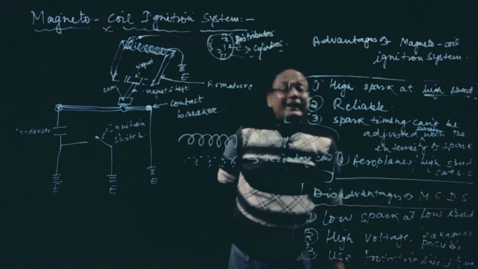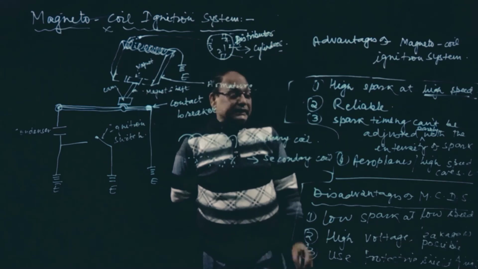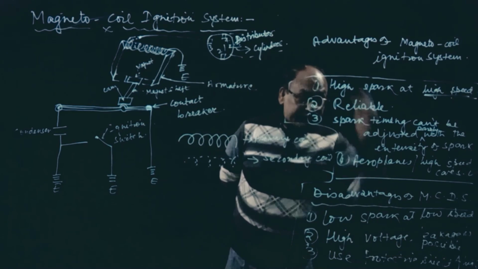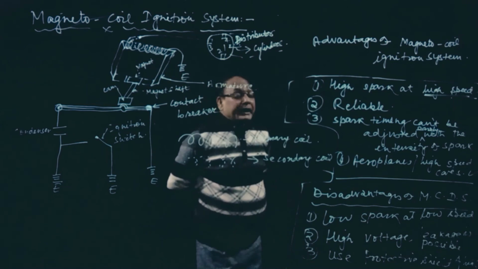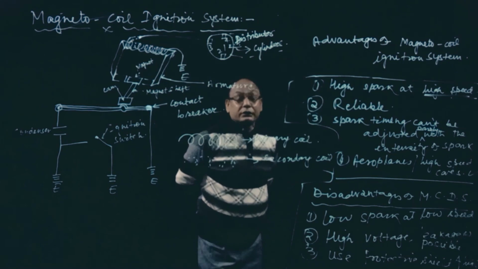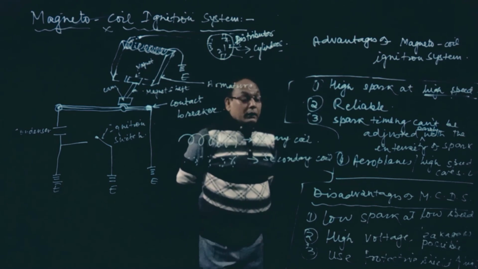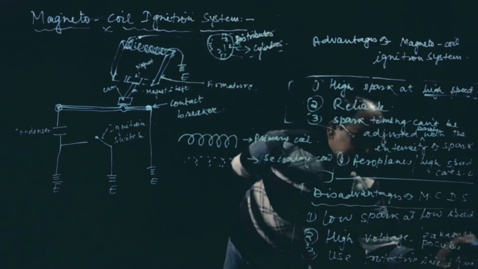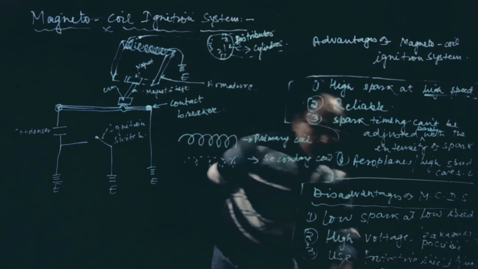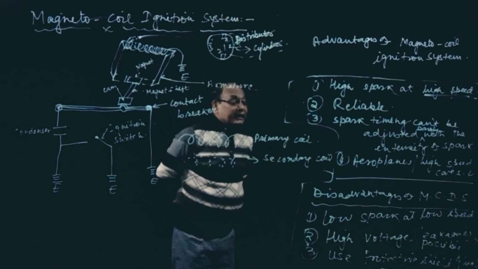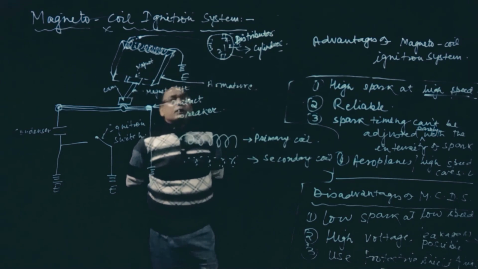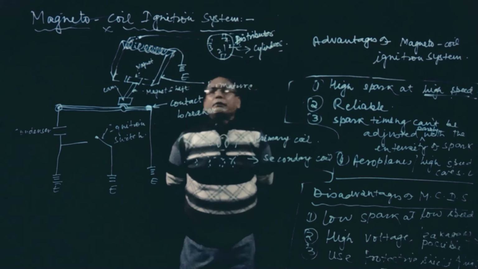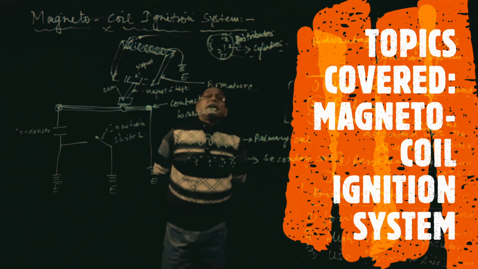What are the disadvantages? The greatest disadvantage is low spark at low speed. Then, since the voltage created here is very high, near about 8,000 to 20,000 volt, there are chances of leakage. To prevent this leakage, this system should have a protective shield. So we have to use a protective shield due to high voltage. In the next lecture I will discuss the difference between battery coil ignition system and magneto coil ignition system.